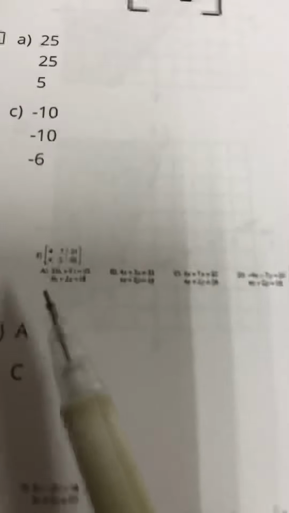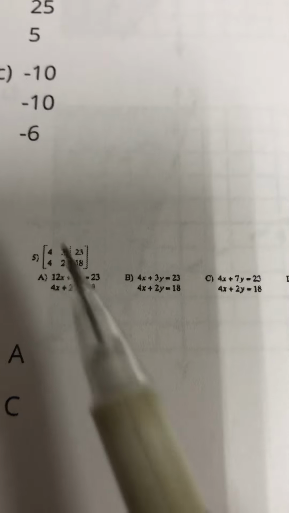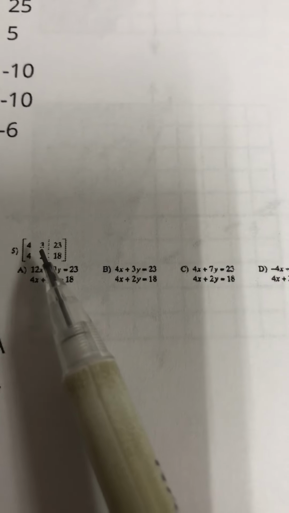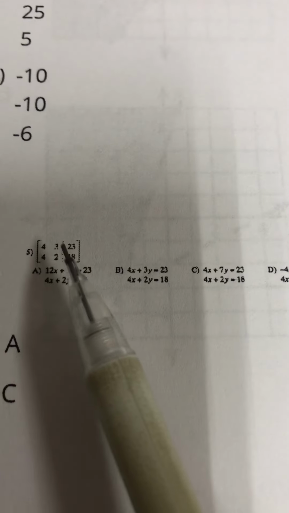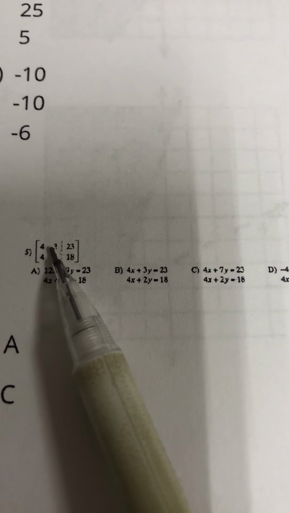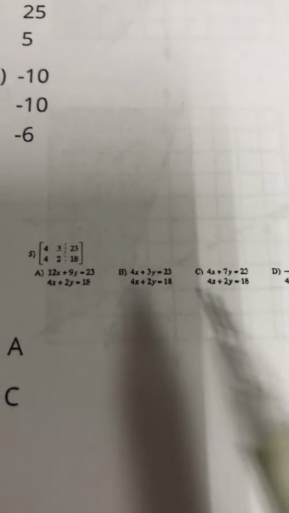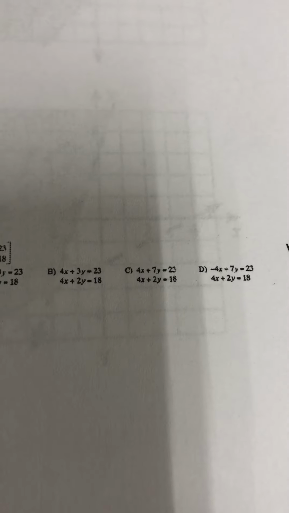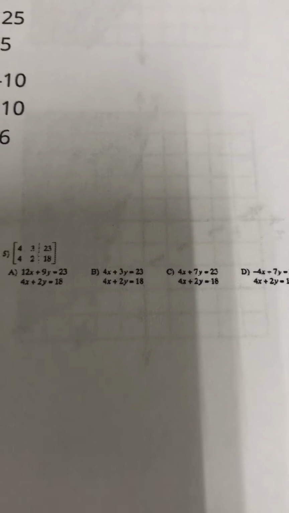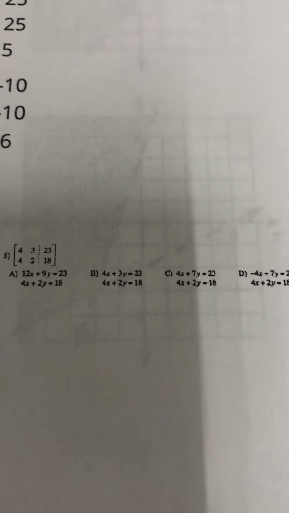Number 13, these are tiny. I think they're bigger on your screen, but you have to get the correct representation, A, B, C, or D, of this. So you're going to have 4x plus 3y equals 23. It's there somewhere. That's as far as you really need to go because that gives you the answer. So that's the system that corresponds to the augmented matrix.